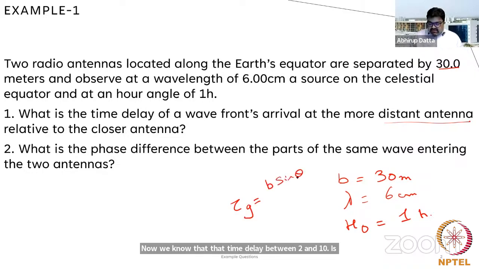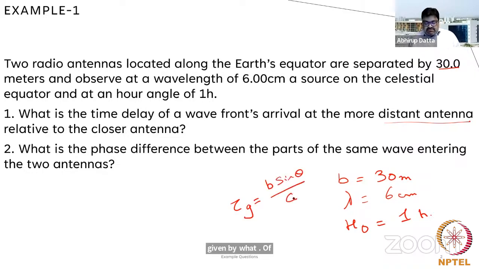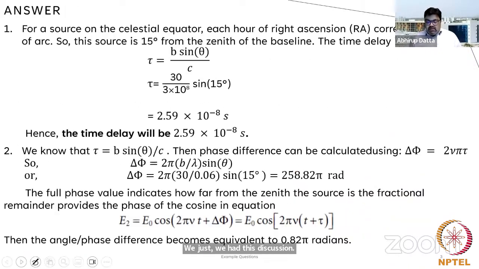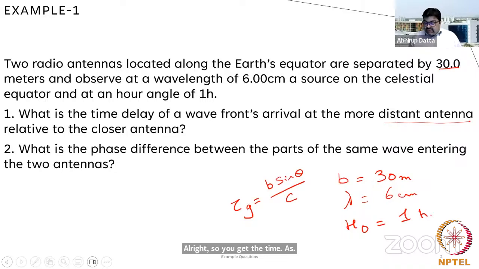B sine theta over c. Correct? We had this discussion earlier. So you have B sine theta over c. If you just put in the angles, you will get the time in seconds. The catch is our angle is 1 hour.